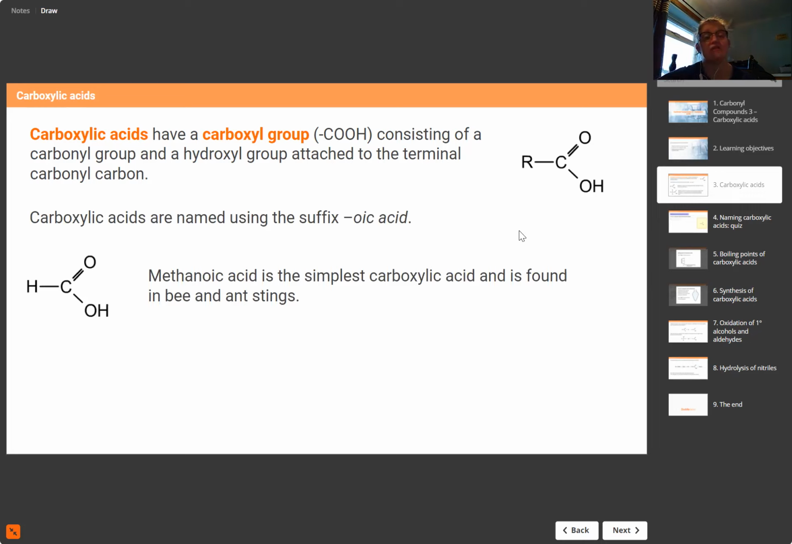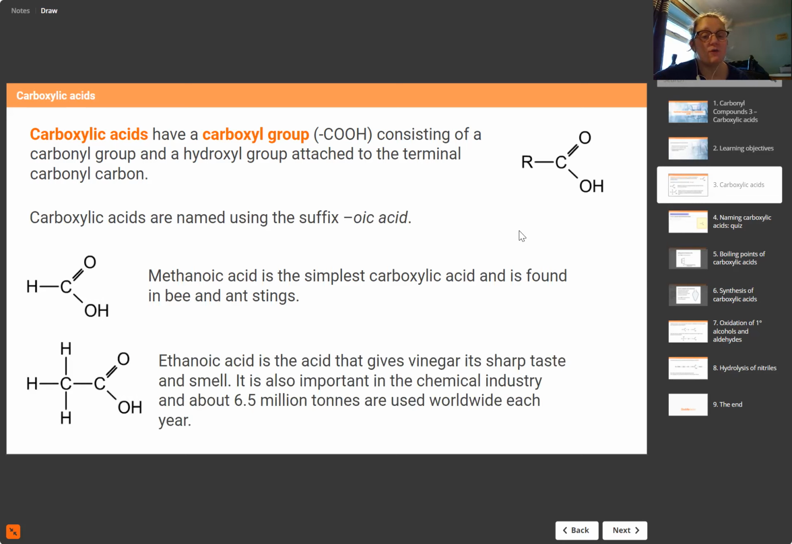Methanoic acid, as you can see here, is the simplest carboxylic acid and is found in bee and ant stings. Ethanoic acid is the acid that gives vinegar its sharp taste and smell. It's also really important in the chemical industry, and about 6.5 million tons are used worldwide each year.